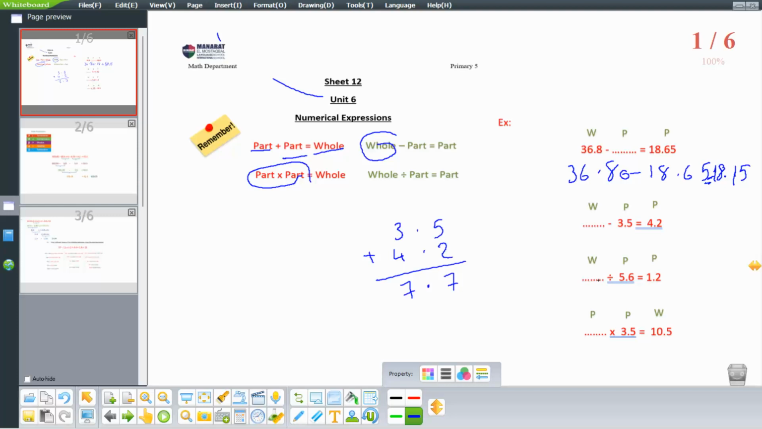Here we have which number divided by 5.6 equal 1.2. Here we have whole, and this is part and this is part. In division, if I want to get the whole, we are going to multiply the two parts. So we are going to multiply 1.2 times 5.6.